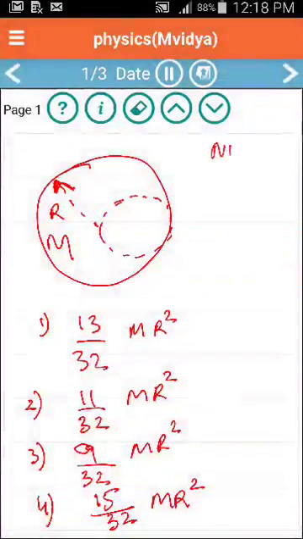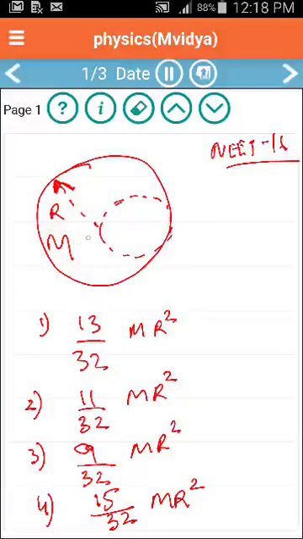So in this question of NEET 2016, the first phase, we have a uniform disk of radius r and mass m. In this disk, a circular hole is cut out of diameter r. We are asked to find the moment of inertia about the axis perpendicular to the disk and passing through the center.